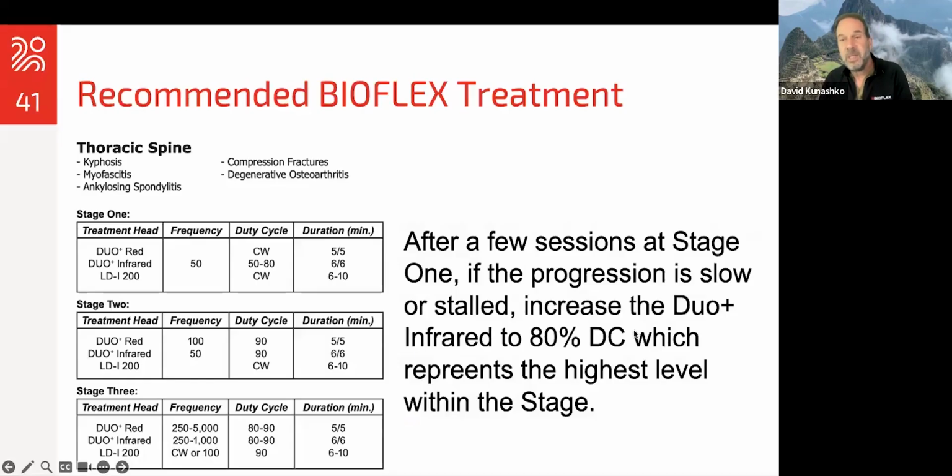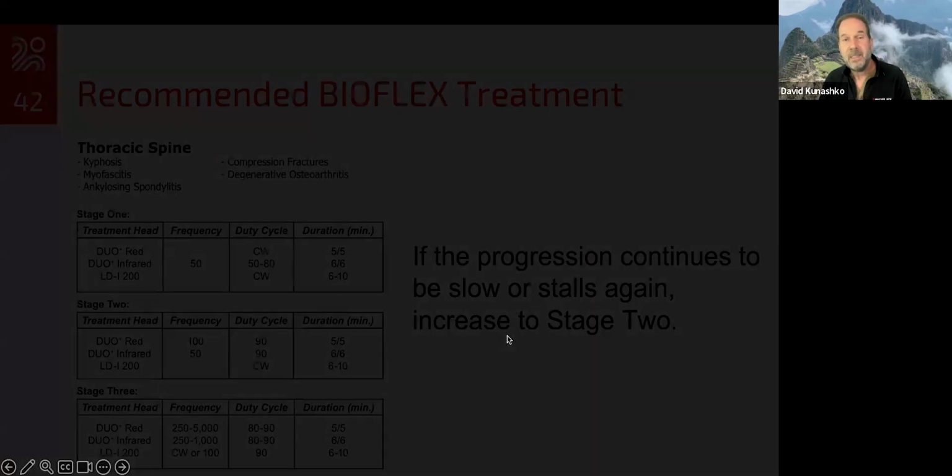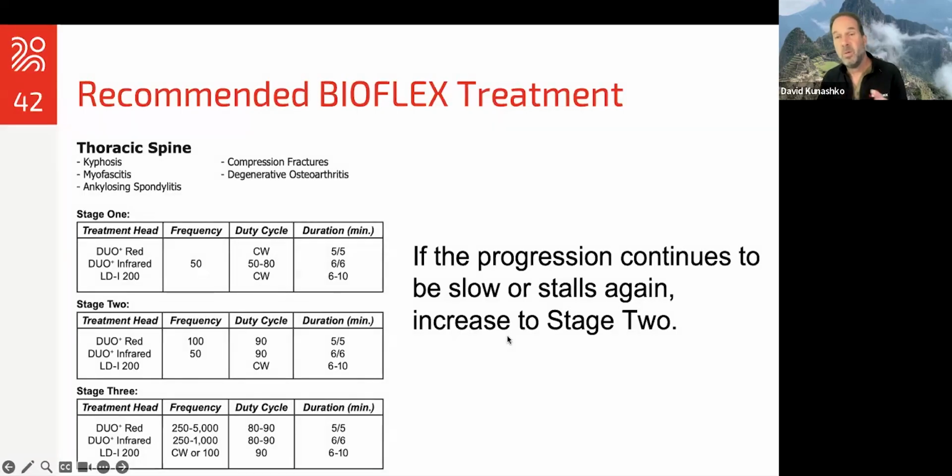And then again, after a few sessions at that stage 1, if the progression is slow or stalled, you can increase. Stay in stage 1, increase the red plus infrared to 80% duty cycle. And this represents, sorry, spelling mistake, the highest level within stage 1. Then again, if the progression continues to be slow or stalling, you can jump to stage 2, which is 190 for red and then 50/90. So pretty high percent duty cycle, high dosage, a little bit higher dosage for healing.